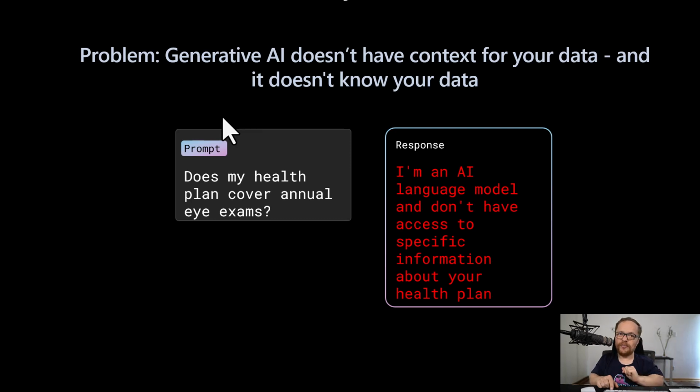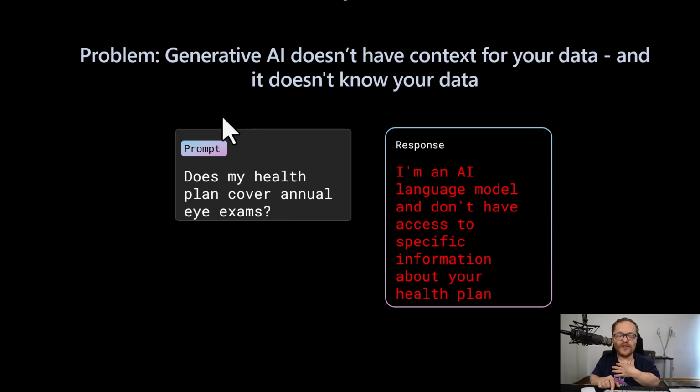There's a problem, though, because we say AI is the next evolution, but generative AI doesn't really have context of your data. So you aren't really a part of that. We train the GPT-3 model, but what about you and your interests and your data that you want to actually go and inspect? So, for example, here: does my health plan cover annual expenses? And it says, response: I'm an AI language model and don't have access to specific information about your health plan. And then we've seen the industry immediately pivot to try and get your data into those mechanisms.